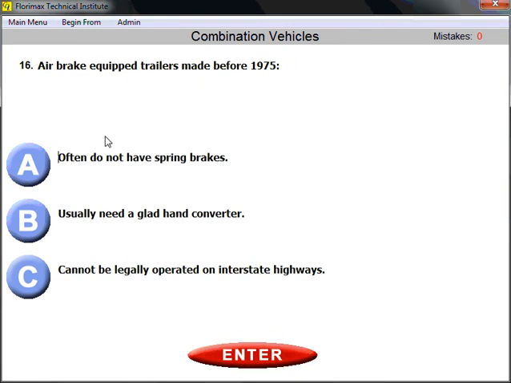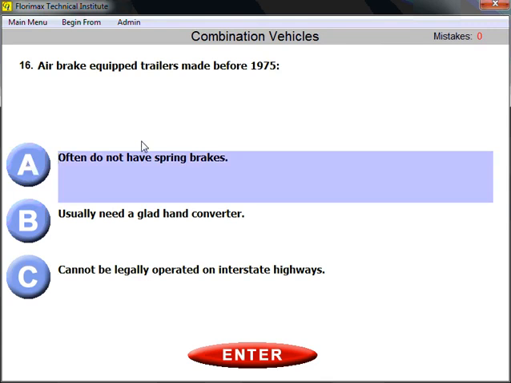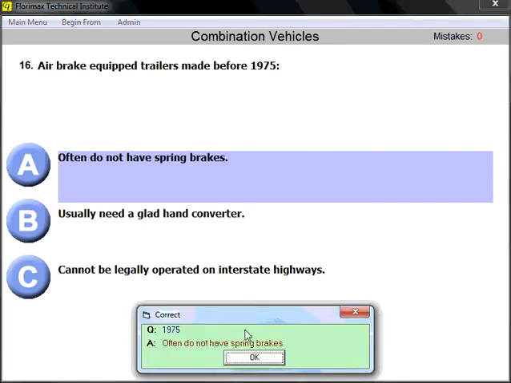Question number 16. Air brake equipped trailers made before 1975. It's been a while ago, but they are still on the road, and you need to know that those trailers often do not have spring brakes. They are still operated, and you need to remember it's a safety matter. Old trailers, made before 1975, have no spring brakes on them.